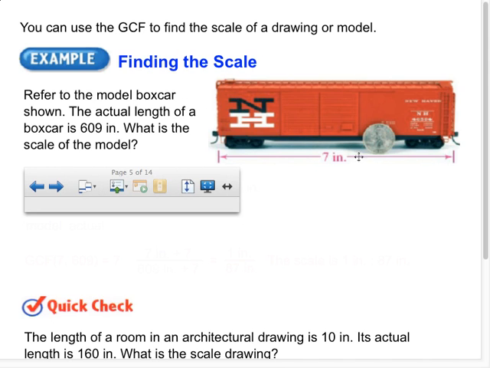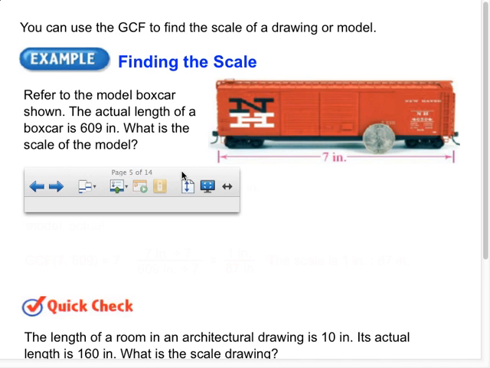If you look, just to give you perspective, we have a quarter right here. The length of the boxcar is given in the picture. Okay, refer to the model boxcar shown. The actual length of a boxcar is 609 inches. What is the scale of the model? So take a look. This is 7 inches.